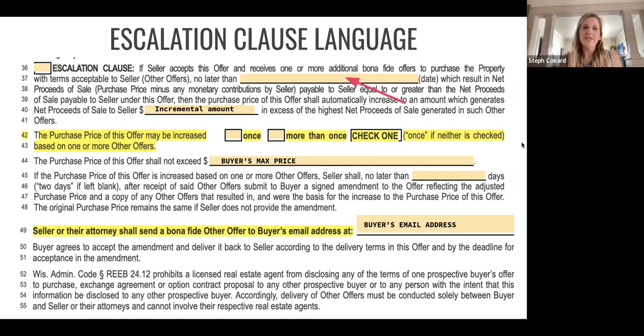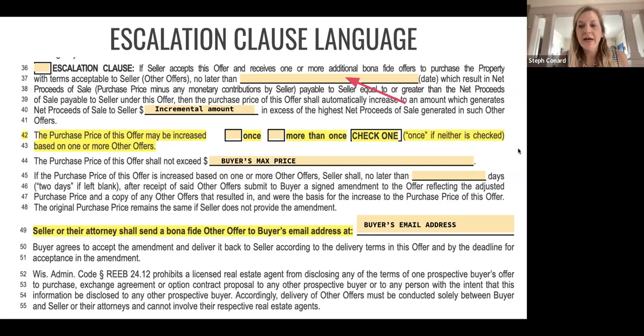Generally, this date is lining up with your binding acceptance date. So let's say I write an offer today and the binding acceptance date is tomorrow. I'm communicating to the seller that any offer that you receive between now and tomorrow is up for consideration as it relates to the escalation clause. If they receive an offer after that date that you write in there, then they can no longer use that offer to bump this offer. So we need to put a timeline on that.